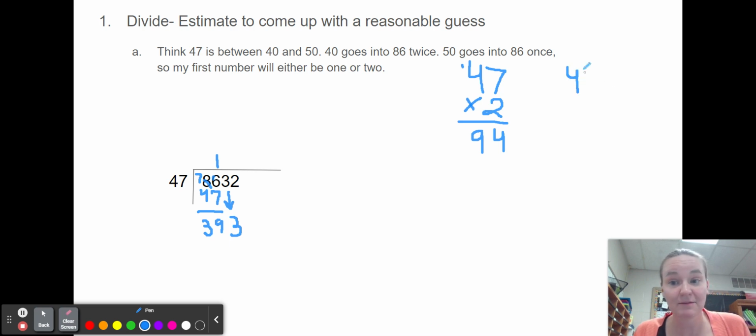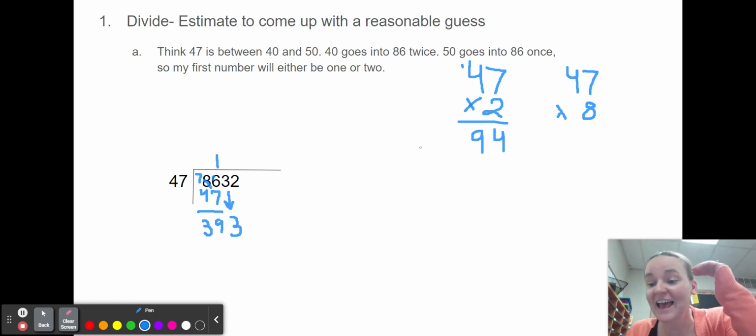So off to the side on my scratch paper, I'm going to write 47 times 8. Is it okay to guess wrong? Yes, totally. It's fine. We're just going to keep our estimates written down on our scratch paper. We are not going to erase them because that would be a waste of our time. And what if we need it later on in the problem? Then we wouldn't have it. So please do not ever erase your work.